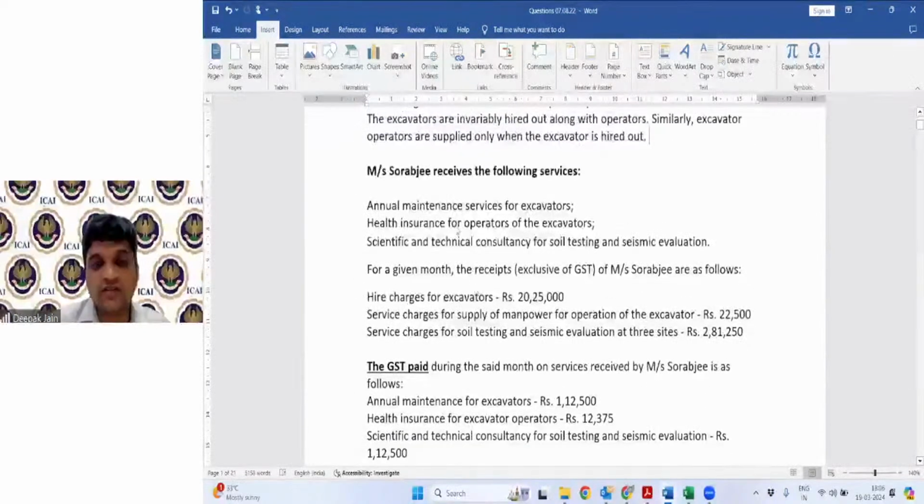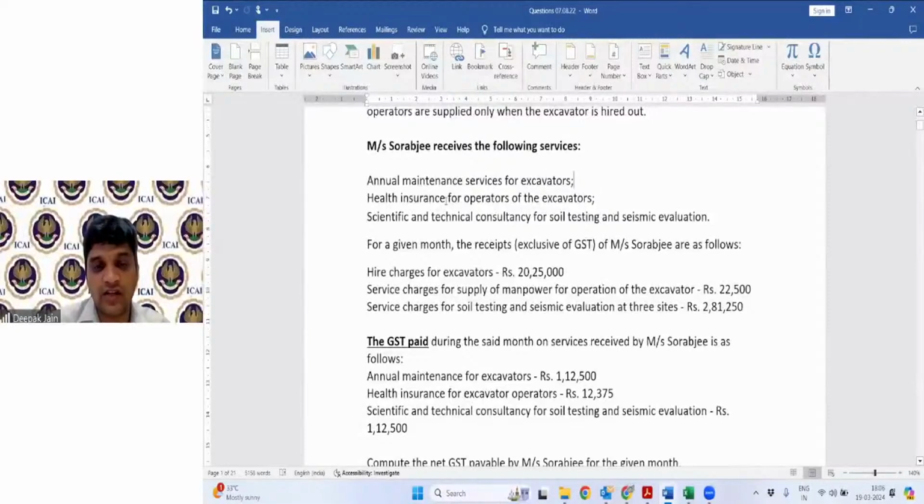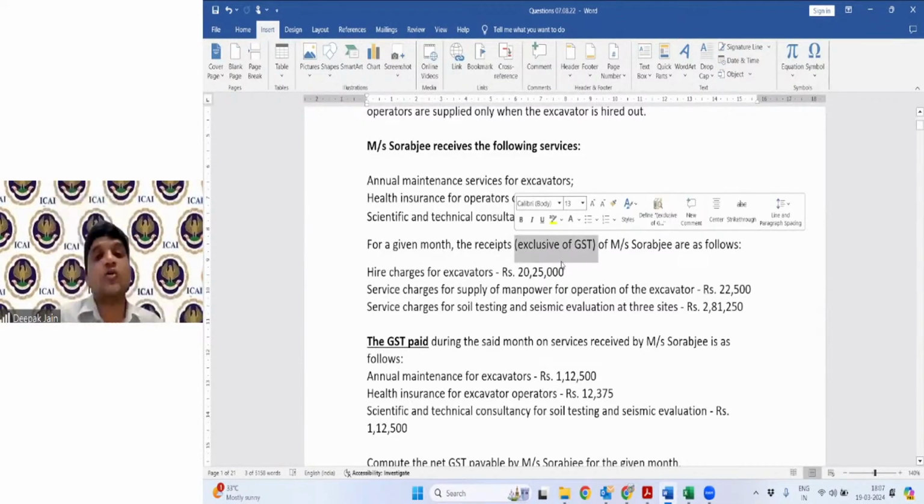Messrs. Sorabji receives the following services: annual maintenance service for excavators, health insurance for operators of excavators, scientific and technical consultancy for soil testing and seismic evaluation. These are the inputs he receives. For a given month, the receipts are exclusive of GST. Okay, this is an important term because sometimes it may be inclusive, sometimes exclusive. And sometimes when they have not confirmed whether it's inclusive or exclusive, then what will you do? You will take it as always exclusive.